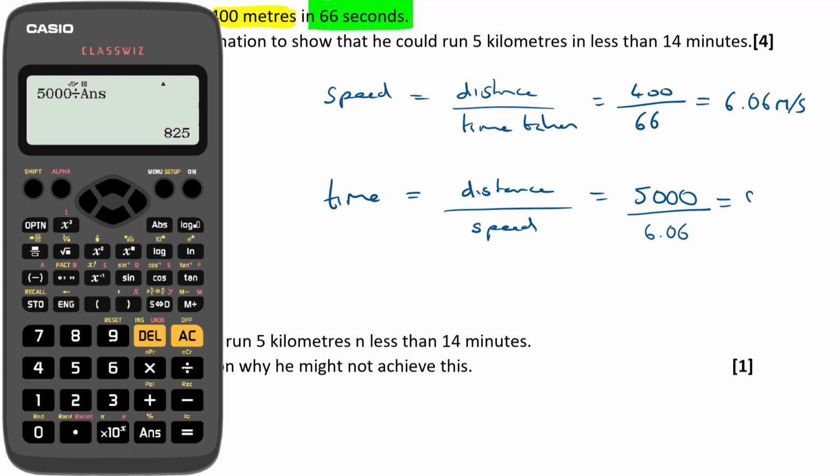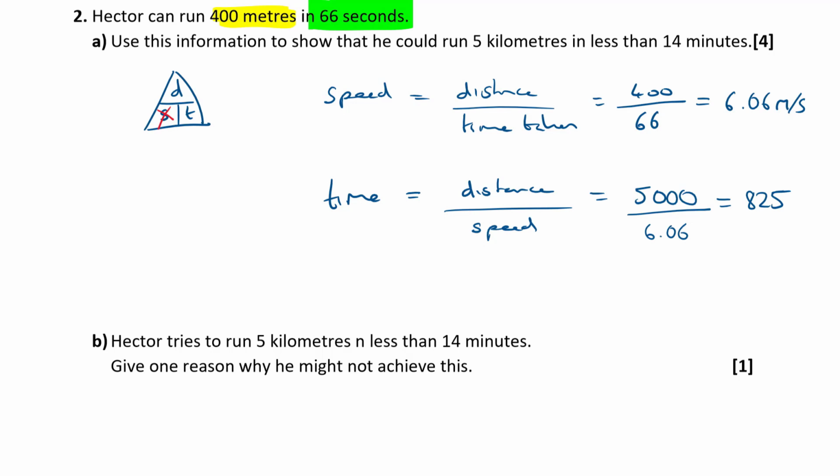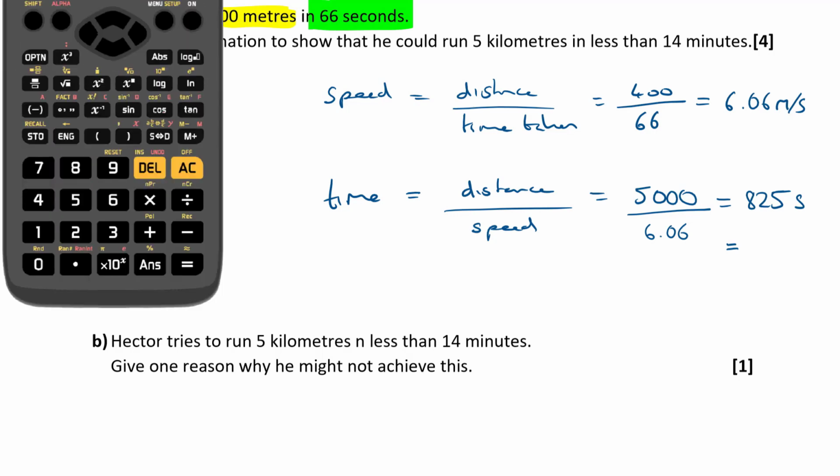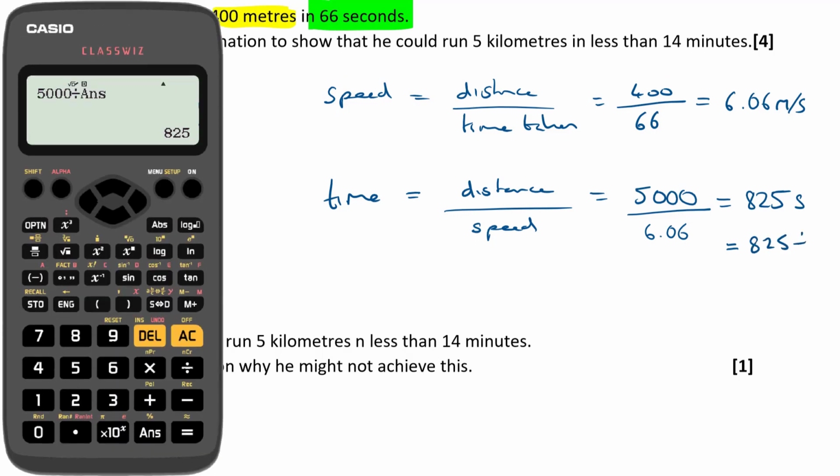What unit is that going to be in? I had meters and I divided it by meters per second, so that is going to be seconds. 825 seconds. Now, what's that in minutes then? To convert seconds into minutes, I'm going to divide by 60, aren't I? There's 60 seconds in a minute. So 825 divided by 60 would be what?